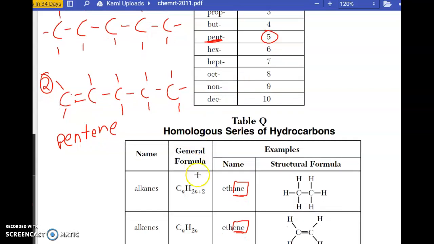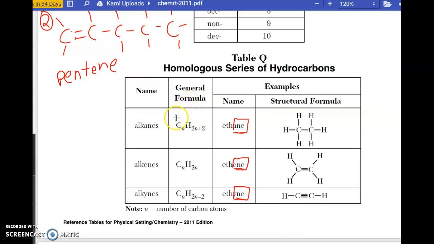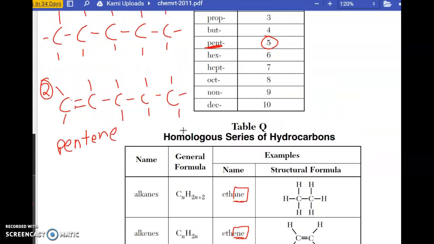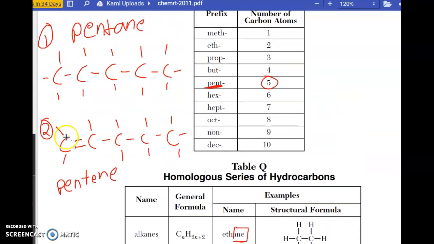You'll see that there's more information also on table Q. It shows general formula stuff. So I'm going to talk about how to figure out the general formula for number 1 and number 2.